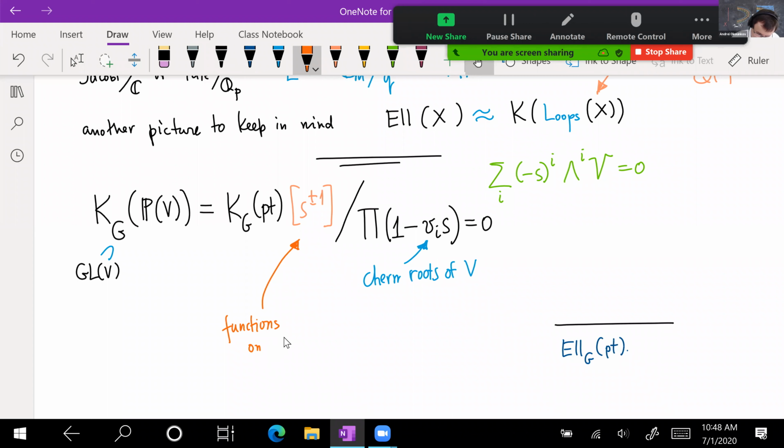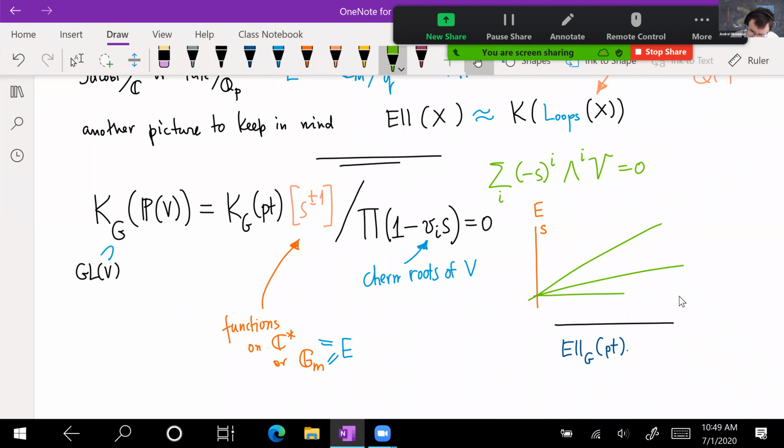On C star, or G, the multiplicative group of a field. And so I add one more copy of E. So this is IE, that is to say, this is my curve E. And then I have a scheme where this has coordinate S. And then my scheme kind of looks like that. So it's a union of things where S is equal to VI inverse.